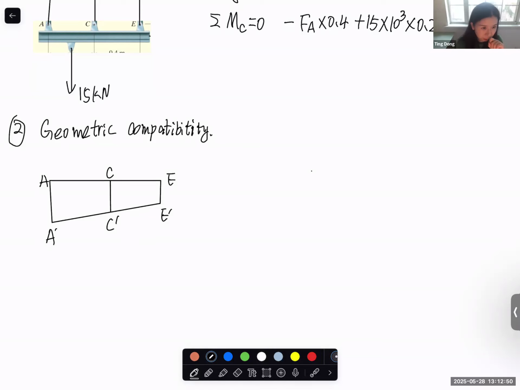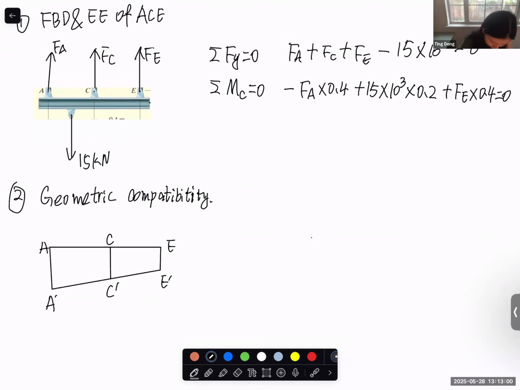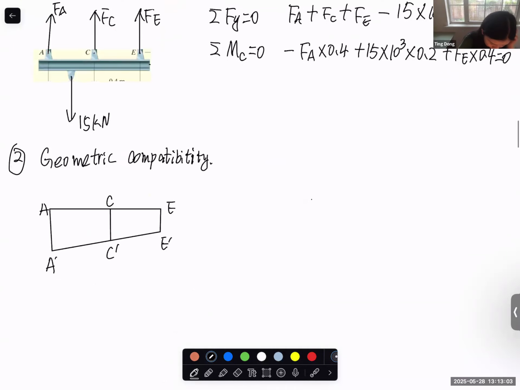So how to write this geometric compatibility equation? We know that AA prime equals the elongation in the AB bar, CC prime equals the elongation in the CD bar, and EE prime equals the elongation in the EF bar. So how should you write this geometric compatibility equation? Anyone?